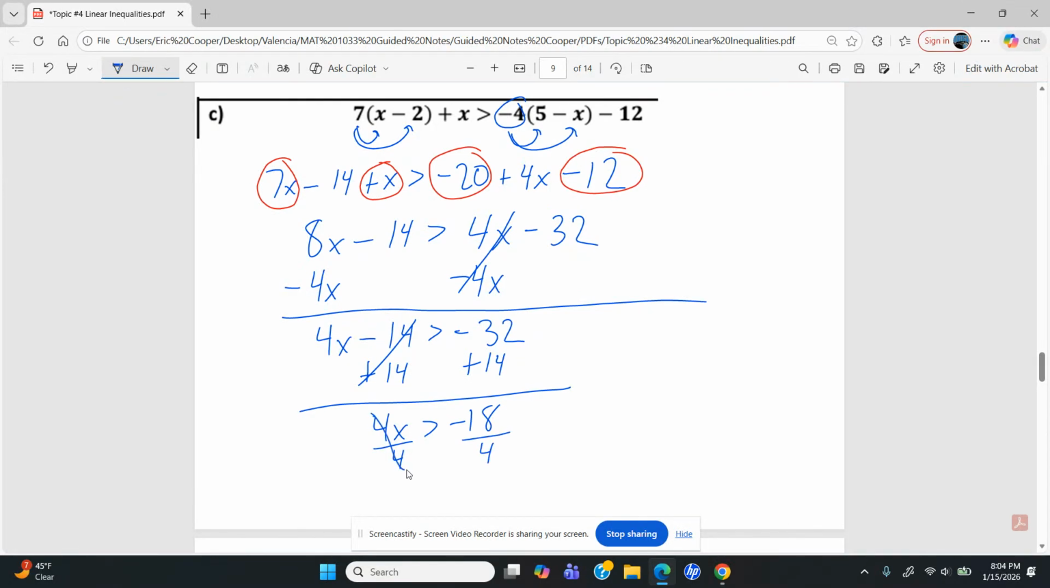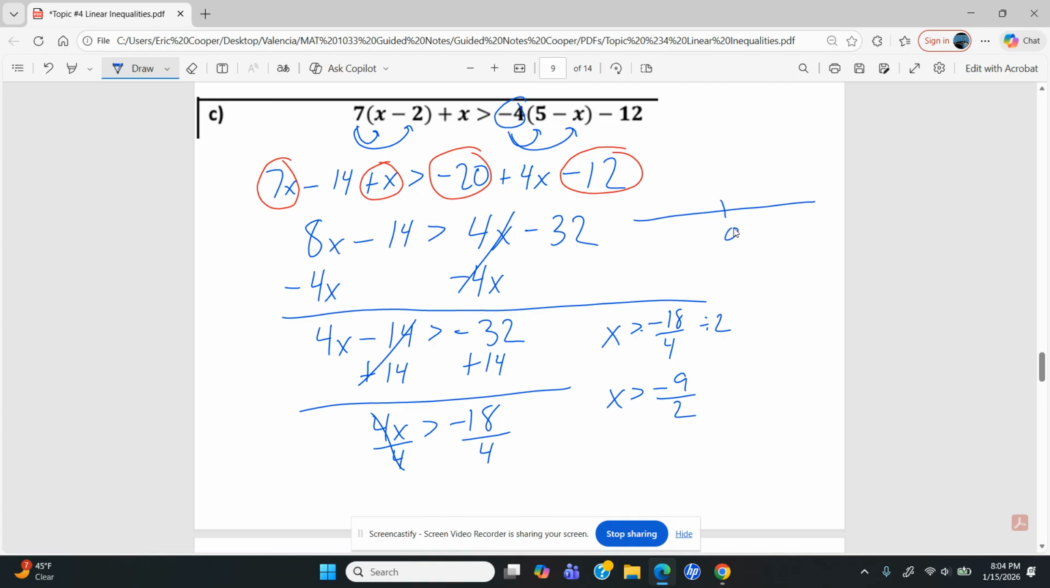Now notice, in this problem, only the negative on the top, not the bottom, so no flipping the signs here. We get x is greater than negative 18 over 4. Negative 18 over 4 can reduce because we can divide both numbers by 2. So really our answer is x is greater than negative 9 over 2.